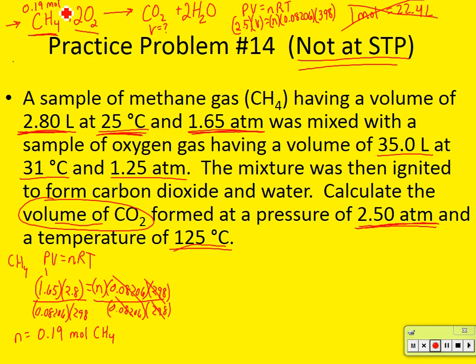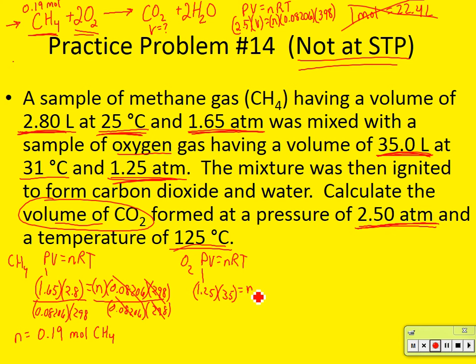Now let's do the same thing for oxygen. We need to know the number of moles of oxygen, so I'm going to do the same thing over here for O2. Again, we're going to use PV equals nRT, the ideal gas law. Let's plug in. What was the pressure of oxygen? Here's where it starts talking about oxygen. The pressure was 1.25. What was the volume? 35 liters, it tells us right here.